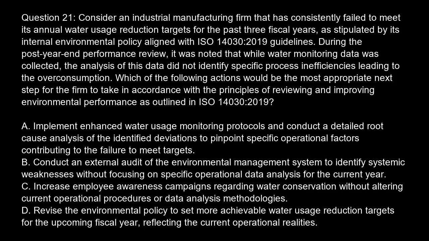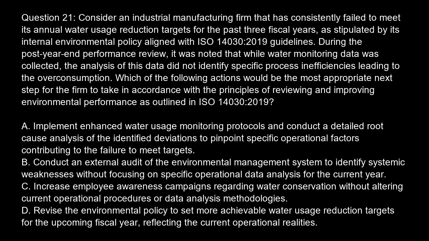Question 21. Consider an industrial manufacturing firm that has consistently failed to meet its annual water usage reduction targets for the past 3 fiscal years, as stipulated by its internal environmental policy aligned with ISO 14030, 2019 guidelines. During the post-year-end performance review, it was noted that while water monitoring data was collected, the analysis of this data did not identify specific process inefficiencies leading to the overconsumption. Which of the following actions would be the most appropriate next step for the firm to take in accordance with the principles of reviewing and improving environmental performance as outlined in ISO 14030, 2019?